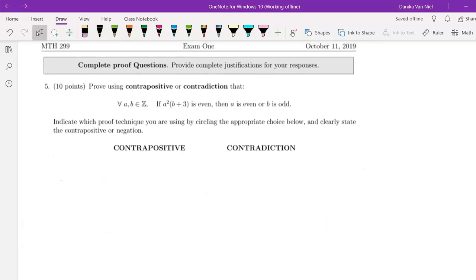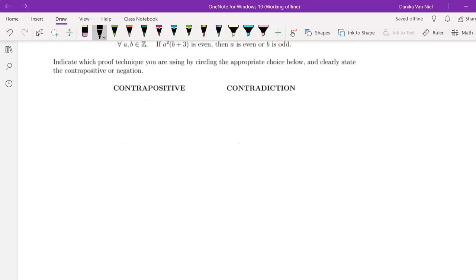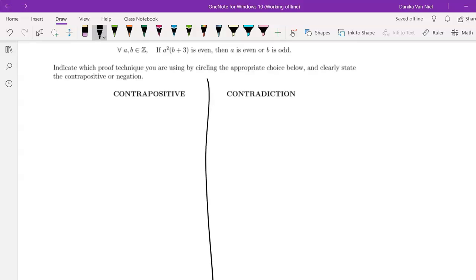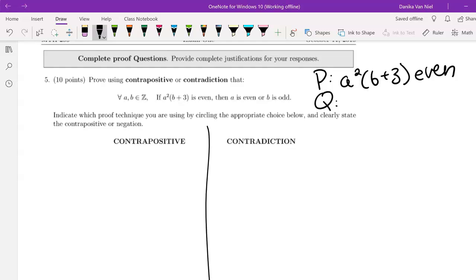Okay. Prove using contrapositive or contradiction that that is true for all A and B. Cool. Indicate which proof you're using by circling the appropriate one. Oh, or. Okay, sorry, or. I could do both, I guess. That might be helpful. I'm not sure. Okay. So let's call P the statement A squared B plus 3 is even, and Q the statement A is even or B is odd.